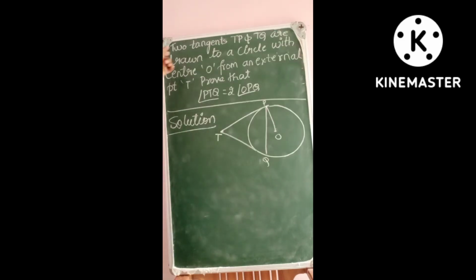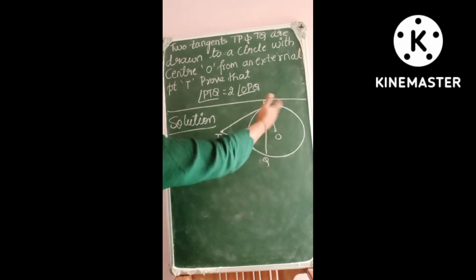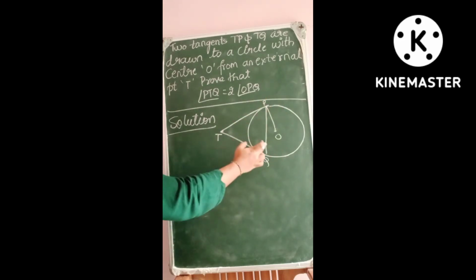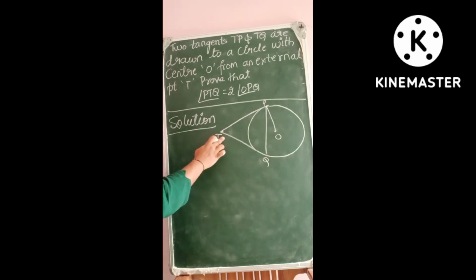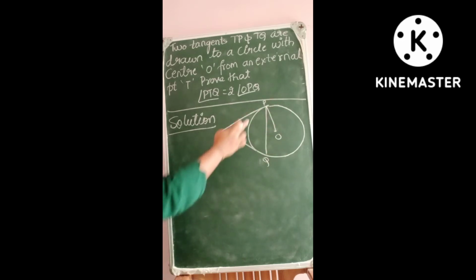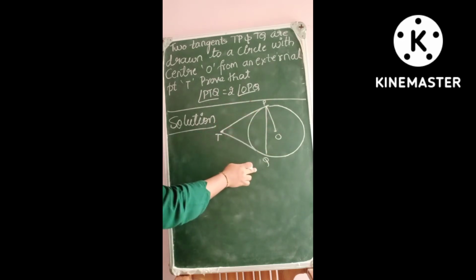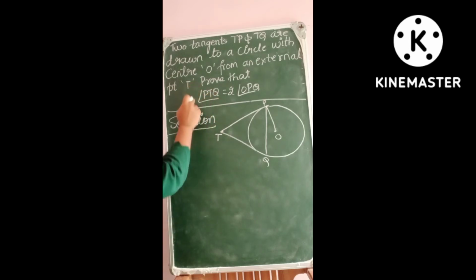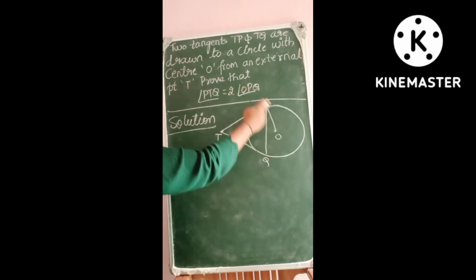The second problem is: two tangents TP and TQ are drawn to the circle with center O from the external point T. We have to prove that angle PTQ is equal to 2 times the angle OPQ. So in the question we are given the circle. It is having the center O and T is the external point. It is having two tangents TP and TQ to this circle where P and Q are the points of contact.